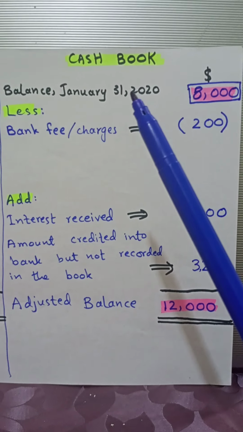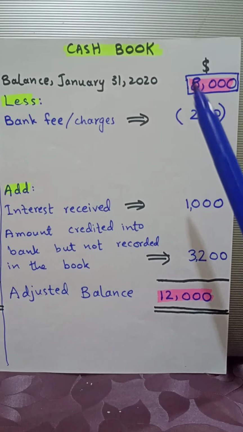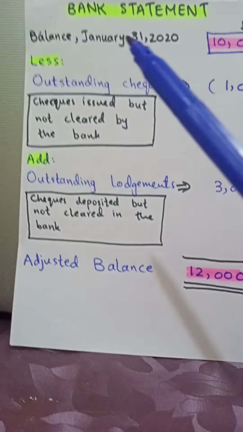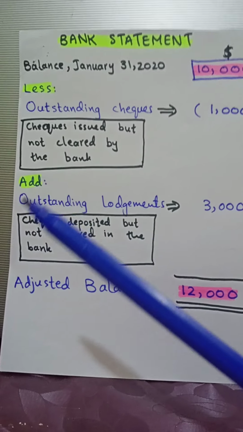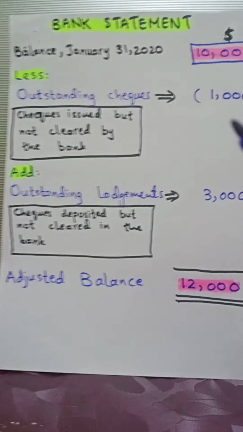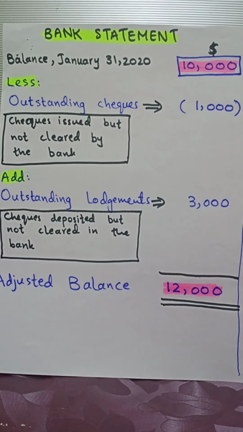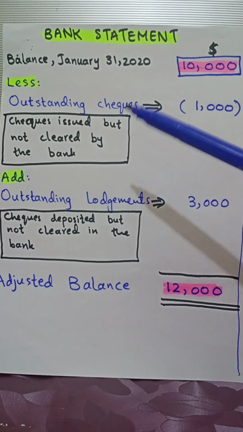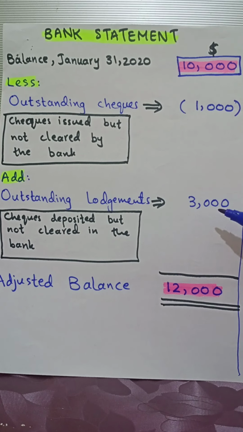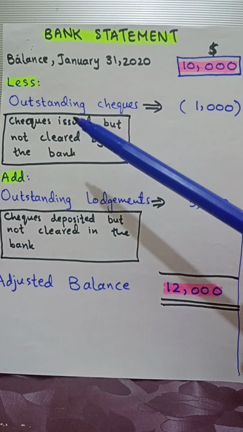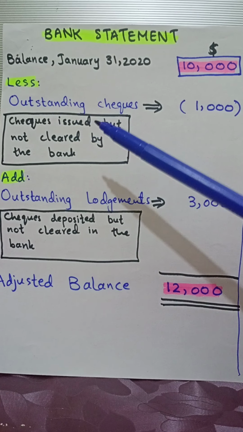You have recorded that check in your cash book balance, but when you sent that check to your bank for its lodgement, your bank has not yet cleared it. So it means that check has been deposited, but the bank has not yet cleared it, and it is not showing that $3,000 amount in its balance. That's why we will add this. Why are we adding it back, while we are deducting the outstanding checks balance?